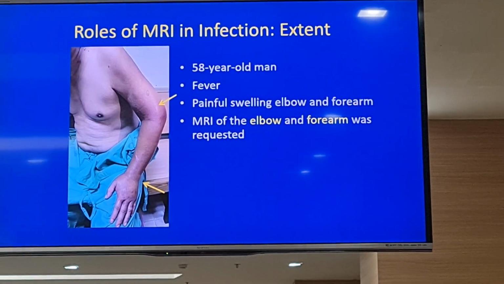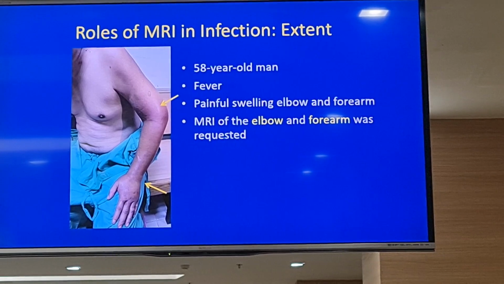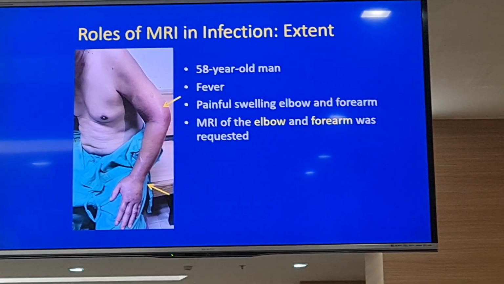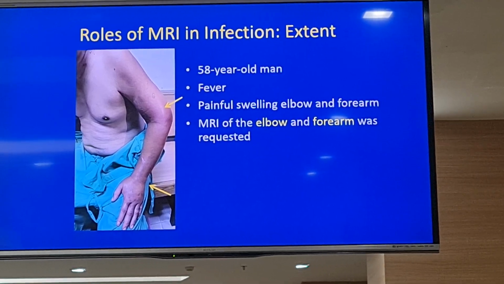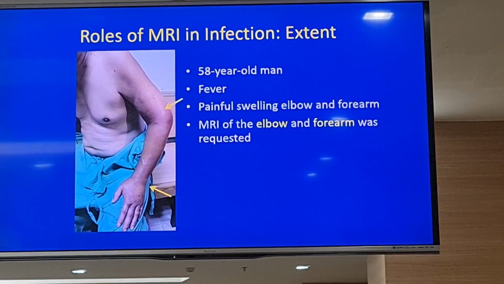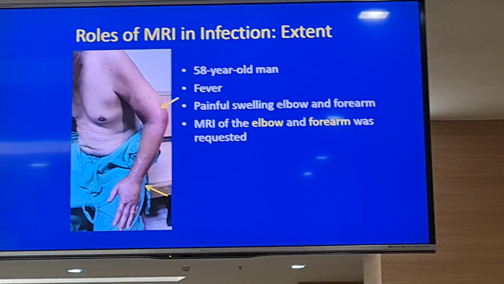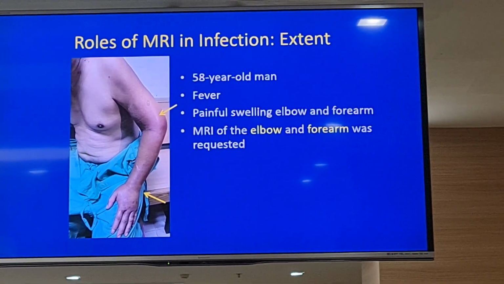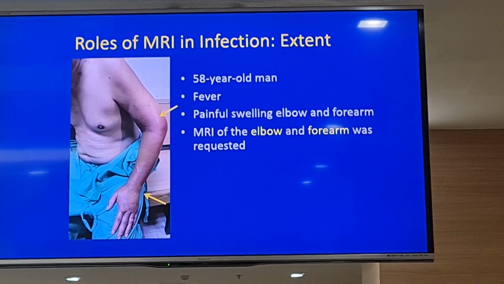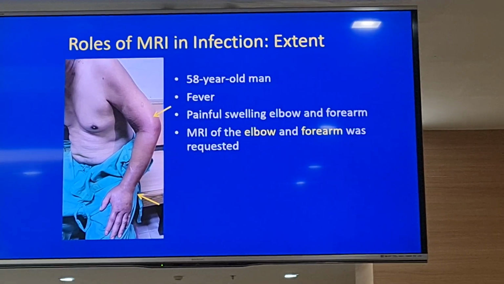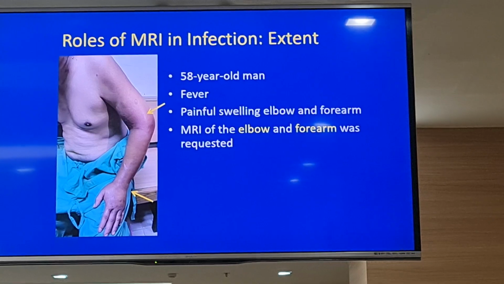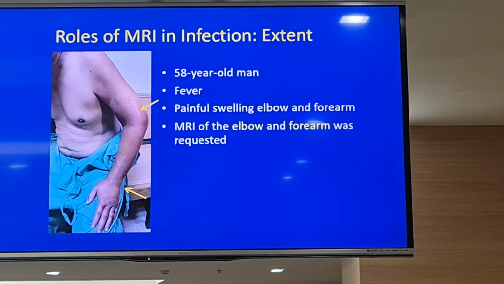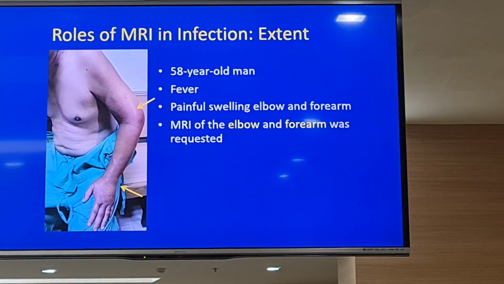Okay, another case can show the utility of MRI in looking at disease extension. The patient has fever and a painful, swollen elbow. So the doctor requests an MRI to see the extension of disease. Why? Because the surgeon has to go in and drain the pus, but where to put the needle in, where to make the open surgery? So we do MRI.